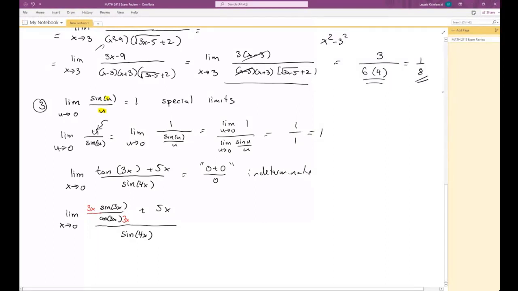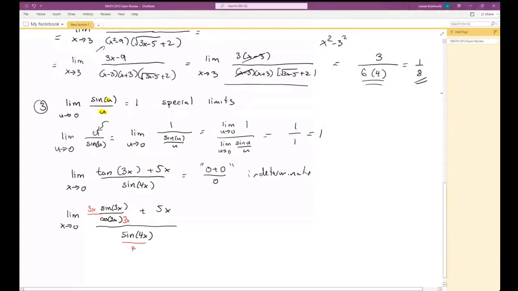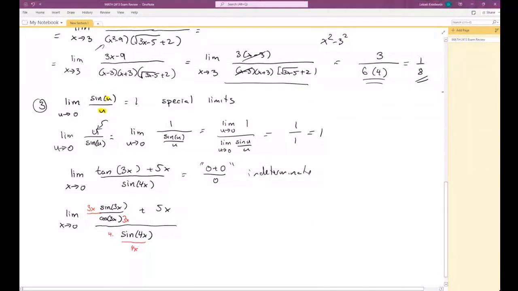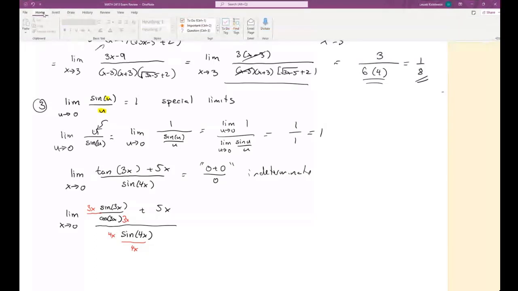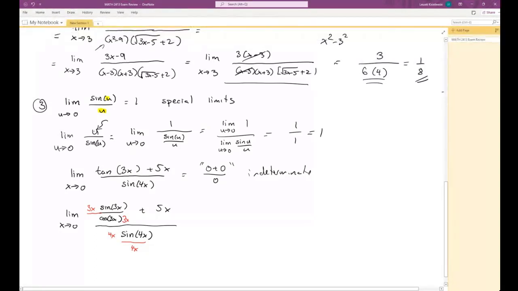So. Okay. And then the denominator, let's think of it this way. We want to see a 4x. So we're going to introduce the 4x in the denominator and extroduce it out of the numerator. All right. So now we can kind of factor out an x.